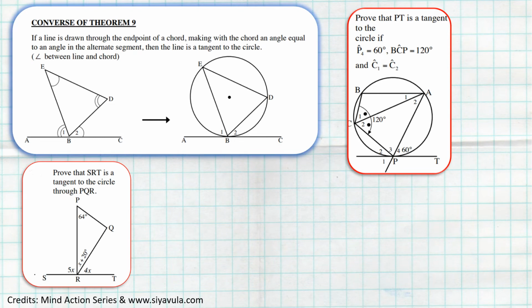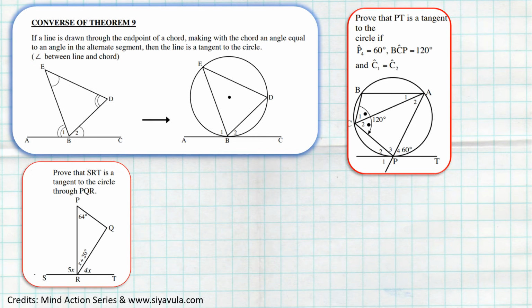Being equal to the angle between the chord and a certain line, then you can deduce that there is actually a tangent there that makes that happen. Maybe I'm not clear there, let me just read for you. It says, if a line is drawn from the end point of a chord, making with the chord an angle equal to an angle in the alternate segment, right?